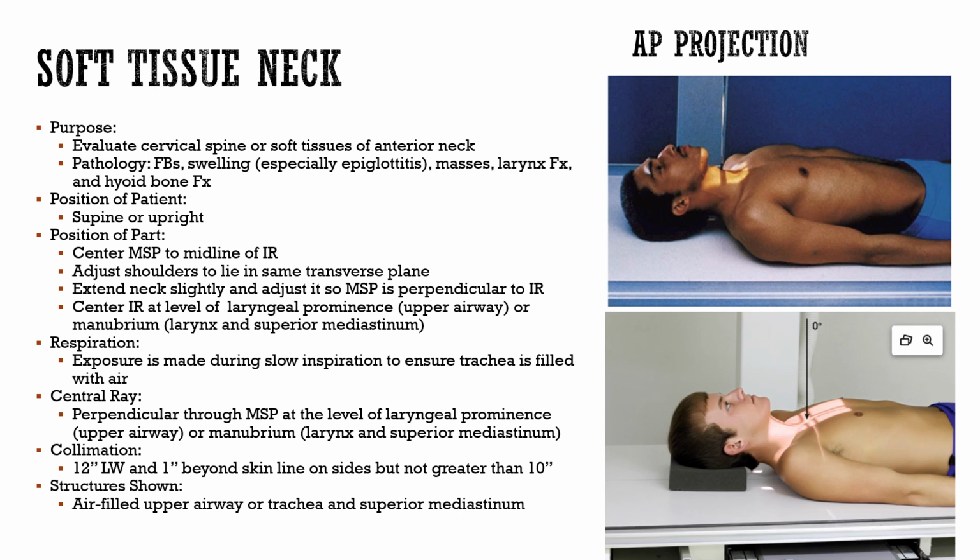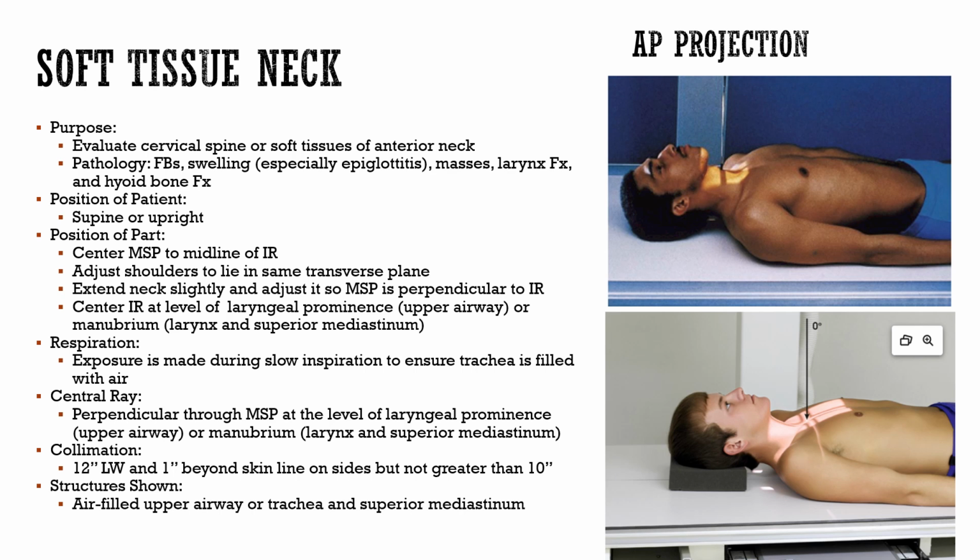When you look at the position of the part, you want to center the mid-sagittal plane to the midline of the image receptor and adjust the shoulders to line the same transverse plane. Extend the neck slightly and adjust so the mid-sagittal plane is perpendicular to the image receptor. Now, if you're going to be looking at the upper airway, we're going to center at the level of the larynx, which is about C4. And for the manubrium, if we're going to look at the lower soft tissue neck airway. So we're going to position so that we're perpendicular to one of those two levels.